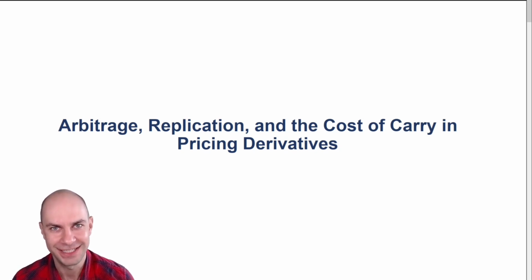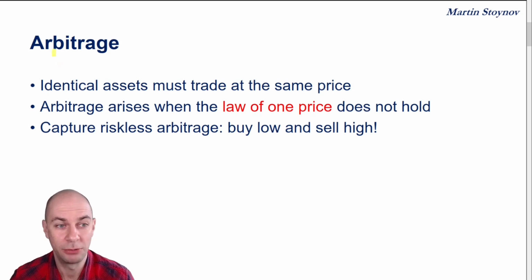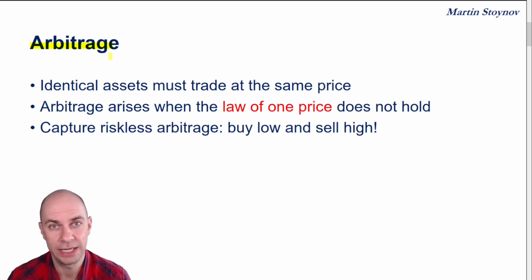So let's get started. First, we need to talk about arbitrage. Now, I like to think of arbitrage as having a free lunch. So we're going to be capturing some sort of riskless profit. Typically it's going to involve us entering into an offsetting transaction, buying and selling at the same time, and that offsetting transaction will eliminate the risk but allow us to capture some positive profit.